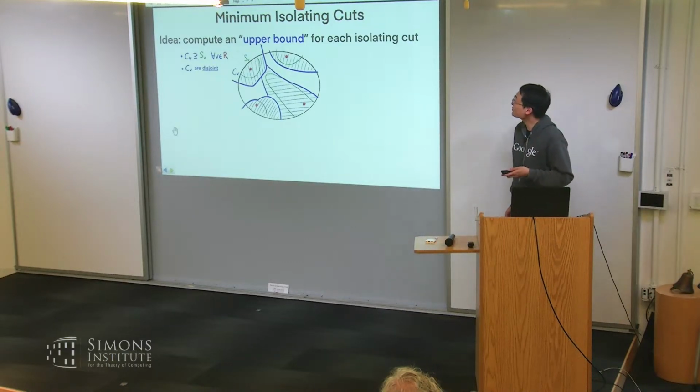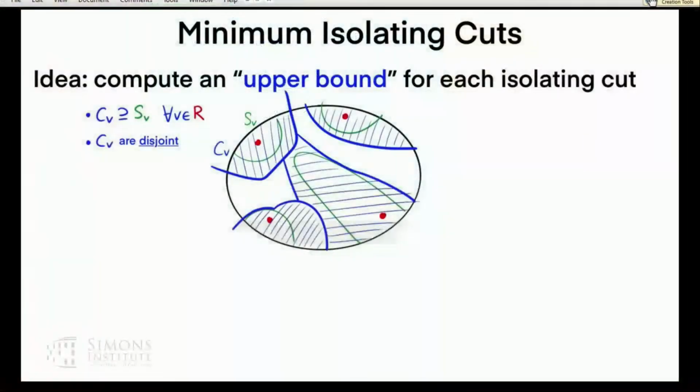The key idea for the minimum isolating cuts is that we want to first compute, so here's a setting. Here, for convenience, we'll rename the terminal set to be R. Think of it as the red vertices in the graph. And let's say S_v is the isolating cut for each red terminal v. And the first idea is we want to compute an upper bound for each isolating cut. So we want to find these subsets C_v of V, which include each S_v.